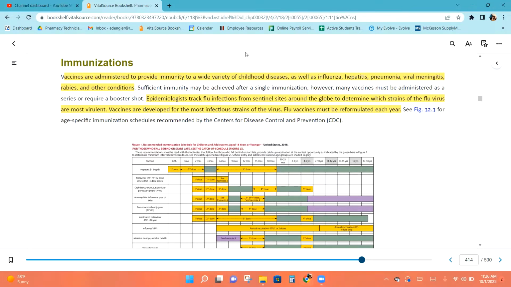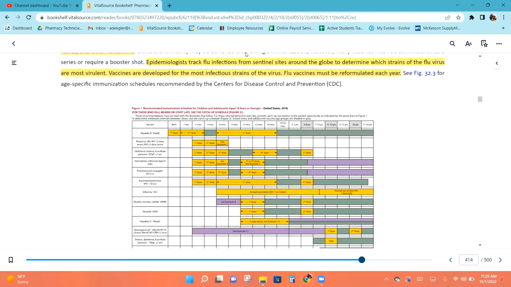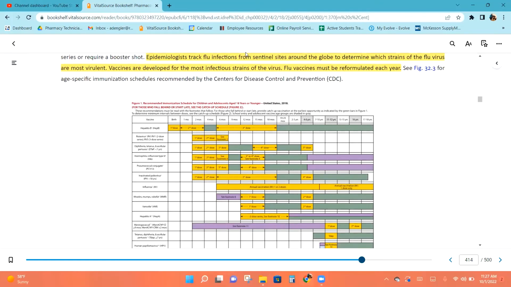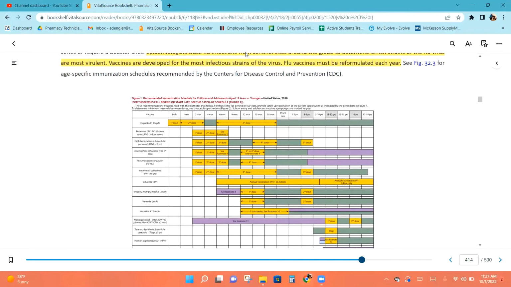Epidemiologists track flu infections from sentinel sites around the globe to determine which strains of the flu virus are most virulent. Vaccines are developed for the most infectious strains of the virus. Flu vaccines must be reformulated every year.